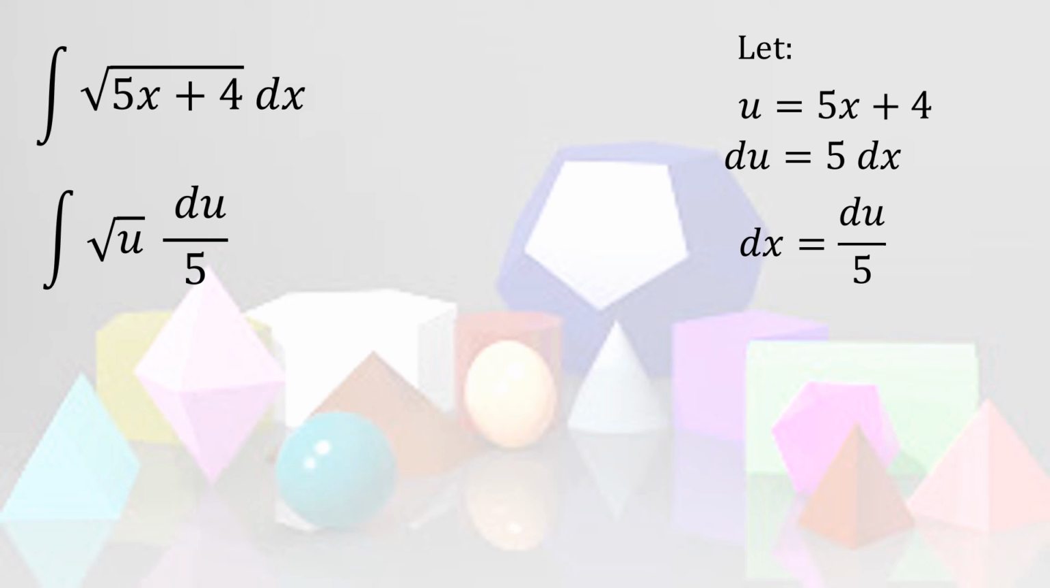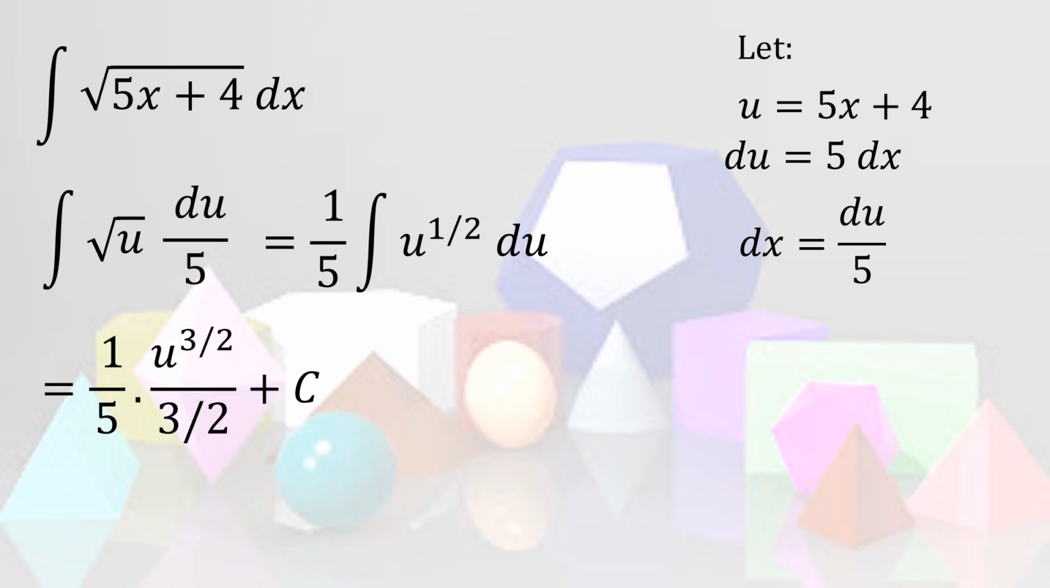We will be getting the antiderivative of square root of u du over 5. And then we are going to rewrite this one because we have 1 over 5 over there. So we are going to write 1/5 outside the integral symbol. And square root of u will be equal to u to the 1/2. So we have 1/5 times the antiderivative of u to the 1/2 du. And then we are going to integrate u to the 1/2, which is equal to u to the 3 over 2 over 3 over 2.